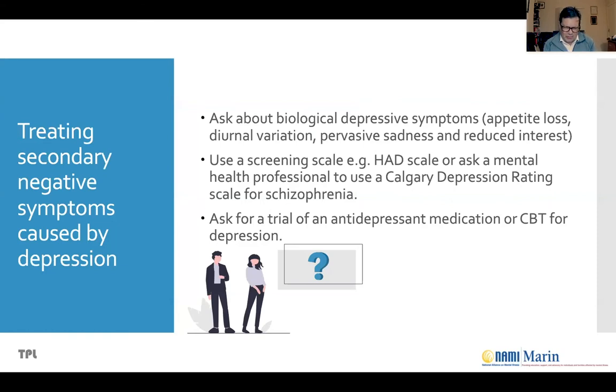What if it's depression that's in there? Now, we know there's a lot of depression and a lot of anxiety in psychosis. So sometimes if a person's blunted, you can't actually see that they're sad or anxious. So we could ask about these kind of biological symptoms?